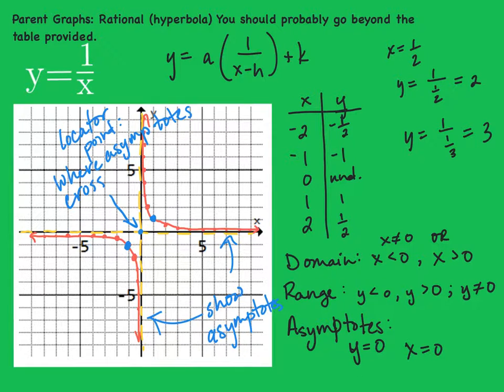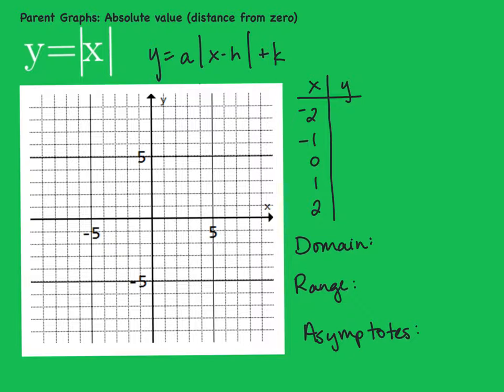Alrighty, one more. Absolute value. This one is one of the easiest out of all the parent graphs. Absolute value means distance from zero. So everything going into the absolute value lines here is going to come out as positive, because whether you're 5 below 0 or 5 above 0, you're still 5 away from 0. So that's distance from 0. So -2 is 2 away from 0. -1 is 1 away, 0 is 0 away, 1 is 1 away, and 2 is 2 away.